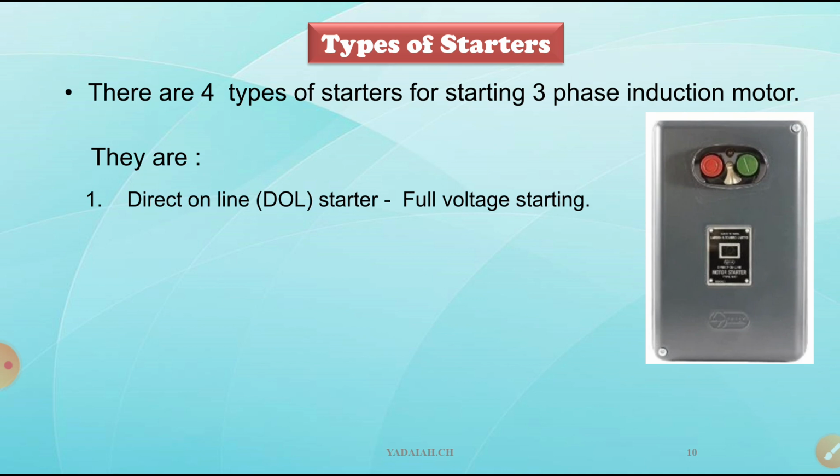By using this DOL starter we are going to operate our motor, but what will happen? This starter will not reduce the voltage or reduce the current. What about the line voltage? The line is directly connected to this. So then what is the need, sir? This DOL starter has a significance: we operate motors with less than 5 HP. Small motors can be operated with the help of the DOL starter.